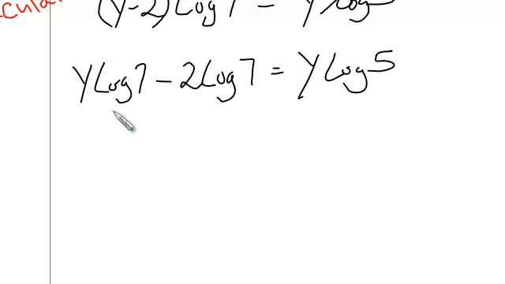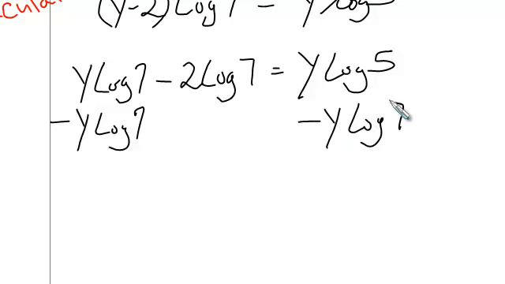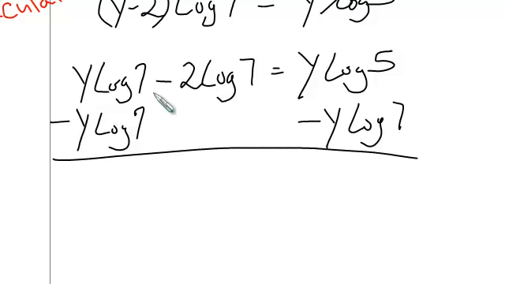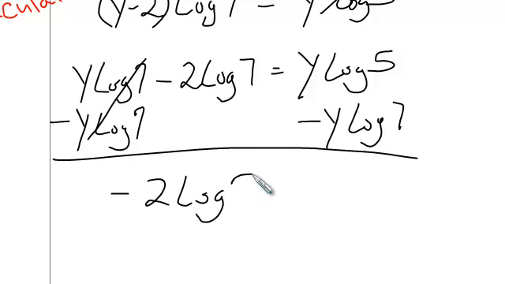And now notice we have y's on both sides of our equation. So we want to get all the y's on one side. So we want to subtract that out. And whatever you do to one side, you got to do to the other side. And of course, when you have opposites, that just gives you 0. So that's just going to leave you minus 2 times the common log of 7.